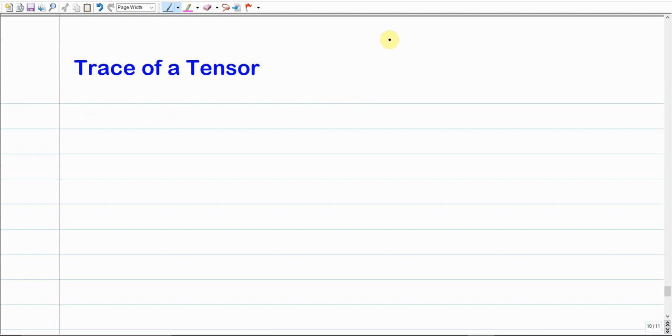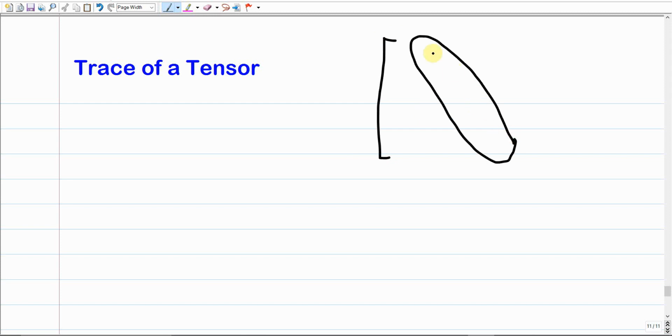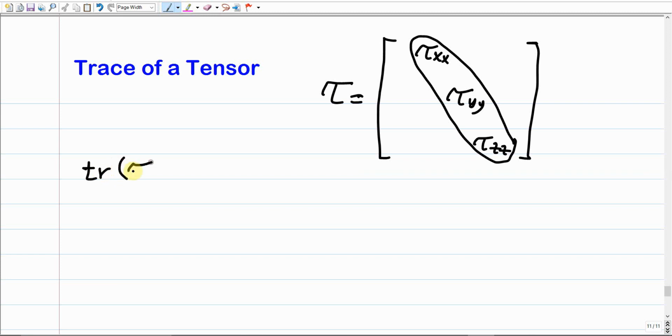The trace of a tensor simply means that we are collecting the diagonal components of a tensor and summing these diagonal components, especially if we're talking about a second order tensor. These are the diagonal components of the tensor: we have tau xx, tau yy, and tau zz for a specific tensor, tau. So the trace of the tensor is written as tr, which stands for the trace of tau.